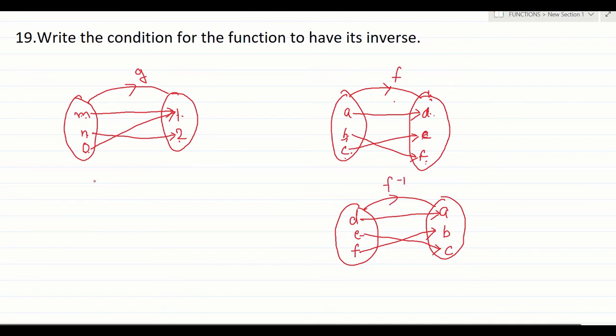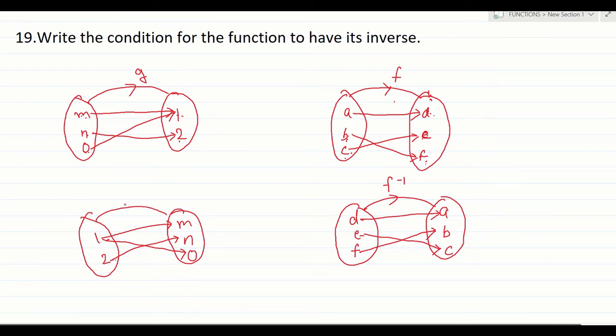Now let's try to find the inverse of this. Let's see if it's possible or not. Now we interchange domain and range. Okay, so we write here 1, 2. Here we write M, N, O. Now 1 is related to M as well as O, and 2 is related to N, isn't this?